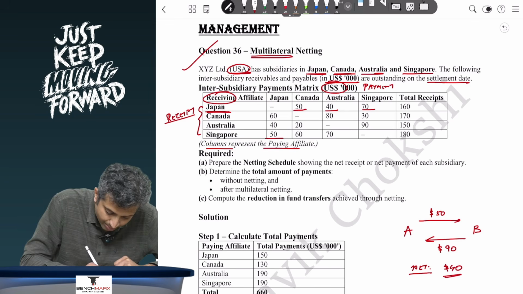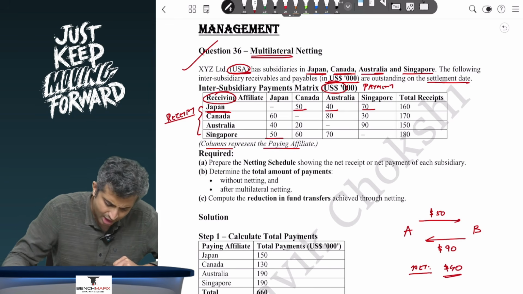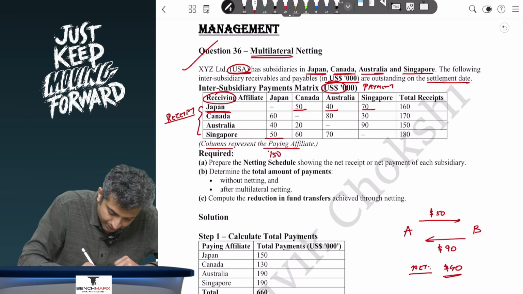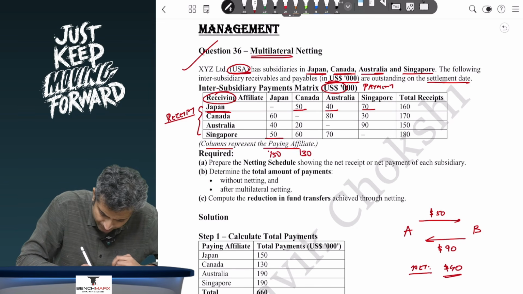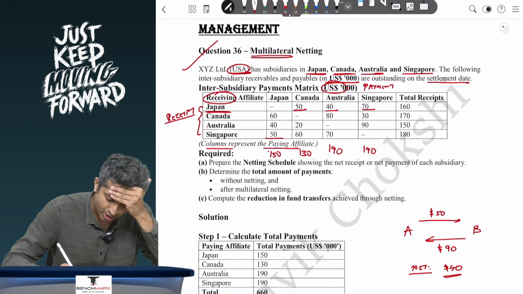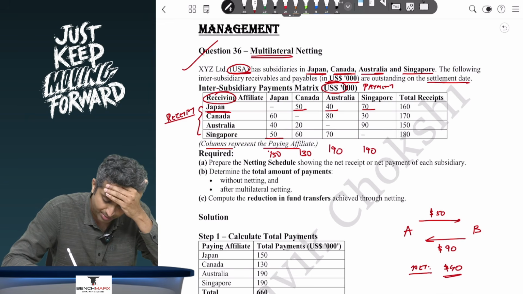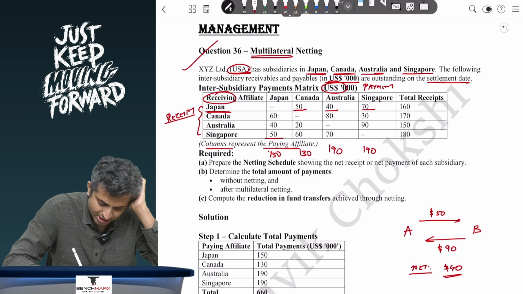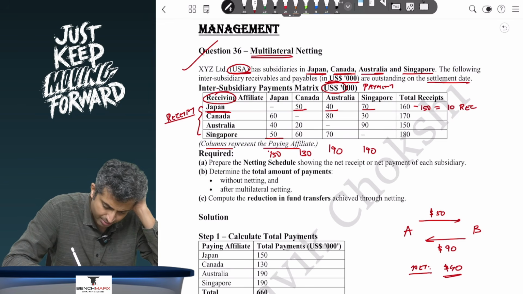However, what is the payment? If I total up, this is what I believe, 150 they have to pay. Similarly, for the Canadian company, I think 70 and 130 they have to pay. This is 190 they have to pay, and 190 also that they have to pay for the Singapore company. So if I look at the position for the Japanese company, there's a receipt of 160 and they have to make a payment of 150, so there's a net 10 receipt. Canadian company, 170 receipt, they have to make a payment of 130.